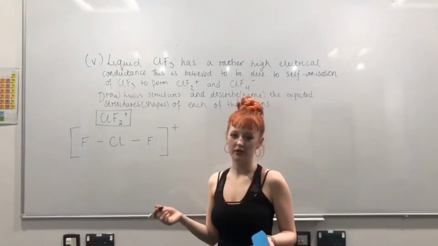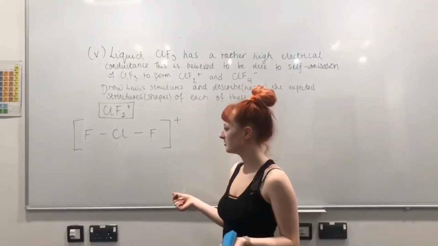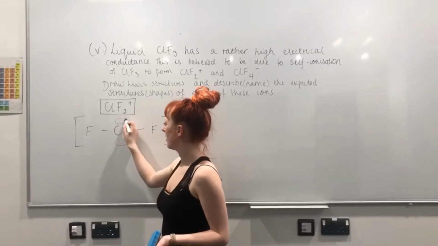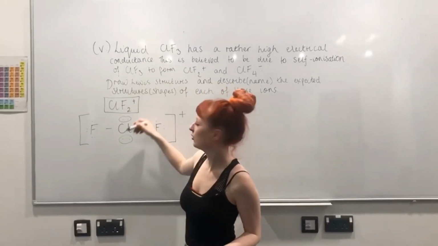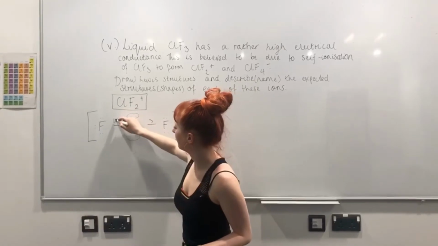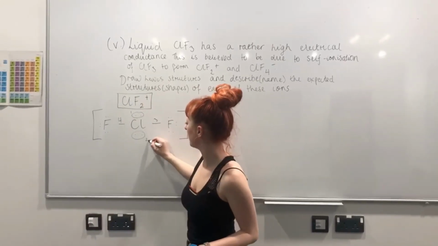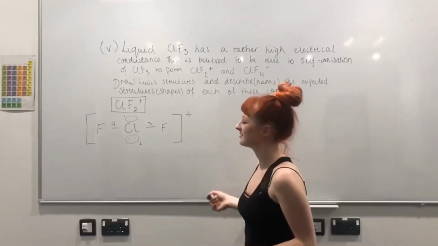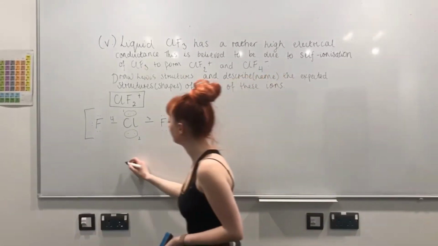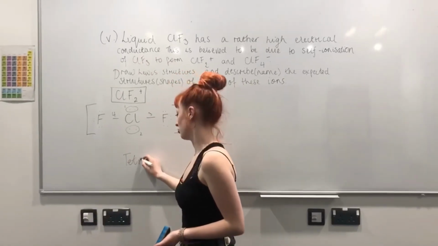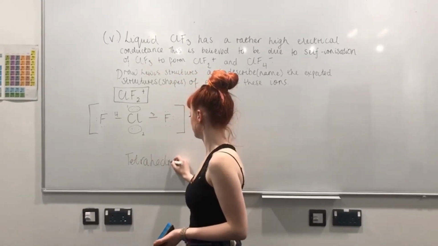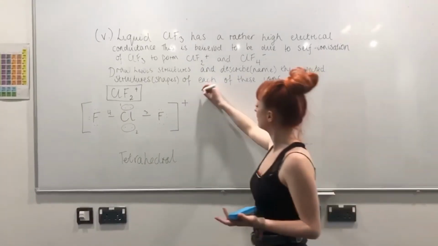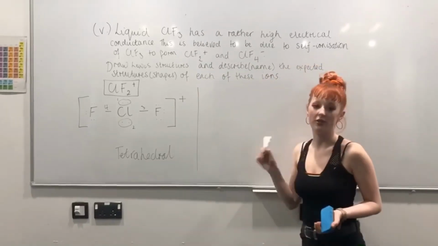To determine the shape, you need to find the electron geometry first. So you count up the amount of groups of electrons. So you have 1, 2 lone pairs, 3, 4 groups of the bonding pairs. And 4 groups of electrons means it has a tetrahedral shape, or electron geometry even. And then to decide the actual shape, you have to decide where the lone pairs have to go.